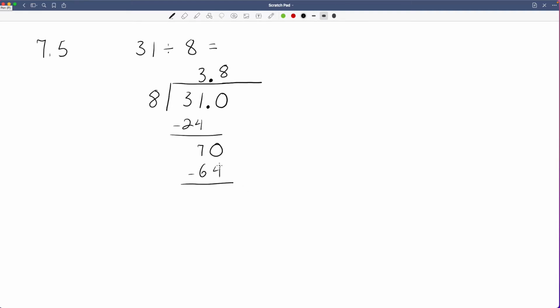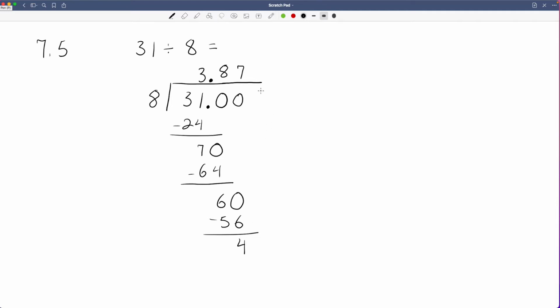So then I subtract. Notice I wrote it over the 0 right behind the decimal. And I subtract and I get 70 minus 64. That's going to be 6. Well, I need another 0 because I still have a remainder. So I'm going to put another 0 and then I'm going to bring it down. 8 goes into 60. Well, if 8 times 8 is 64, then 7 times 8 is 56, so that's the number I need to use. So 7 times 8 is 56. I subtract that, and I get a 4.